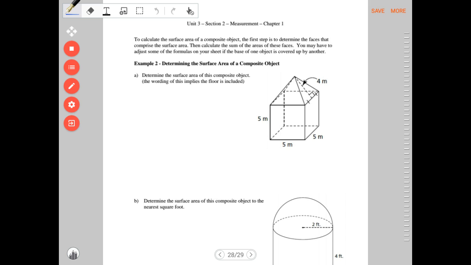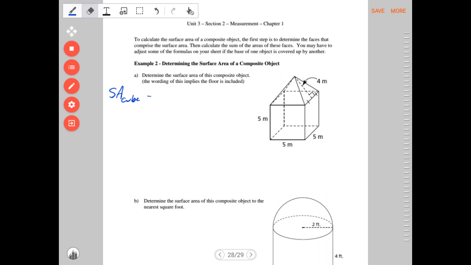Okay, so the surface area of this object, the wording of this question implies that the floor is included. So what we've got going on here is we have a cube, 5 by 5 by 5, and then we have the triangular roof, which is going to be 4 triangles. Well, okay, the surface area of the cube.